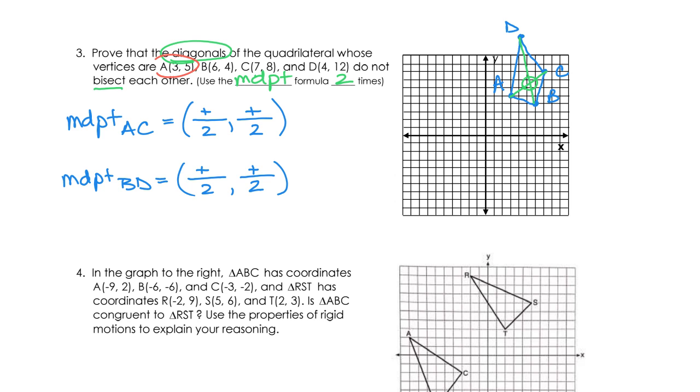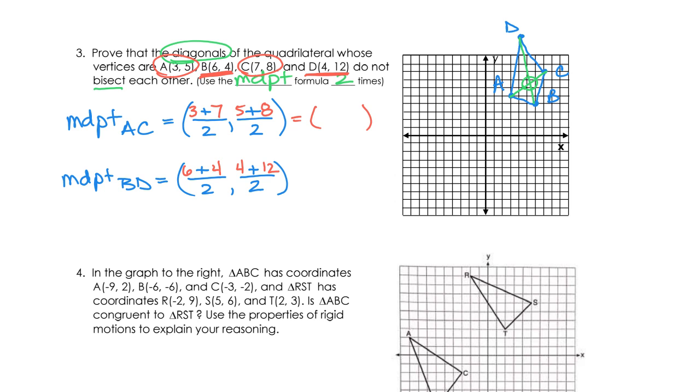So in our first one, we're going to take A and C. The x's are 3 and 7, and the y's are 5 and 8. And for B and D, the x's are 6 and 4. And the y's are 4 and 12. And because we're proving that this does not bisect, these should not come out to be the same.